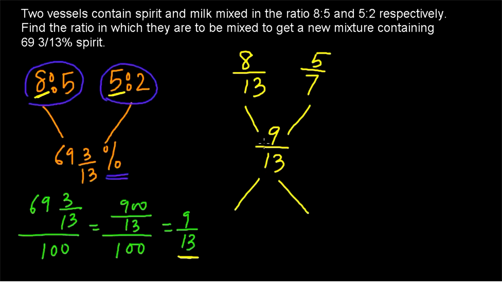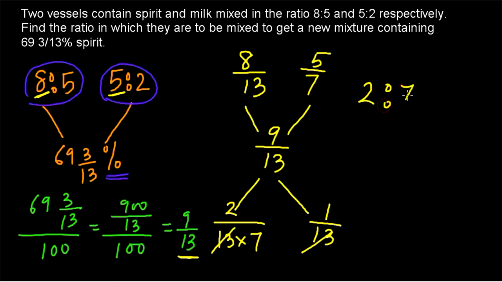The difference between 9 by 13 and 8 by 13 is 1 by 13, and the difference between 9 by 13 and 5 by 7 will be given as, in the denominator we will be having 13 into 7, and 9 into 7 will be 63, and 5 into 13 will be 65. So finally we will be getting 2 by 13 into 7. So 13 and 13 we are cancelling out. So we will be having the final ratio as 2 by 7 is to 1, which is equal to 2:7.